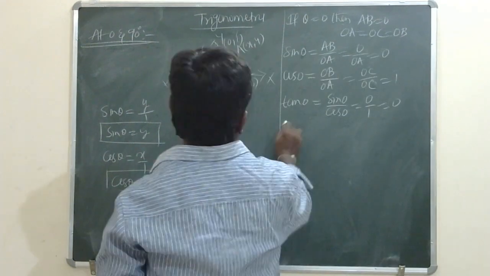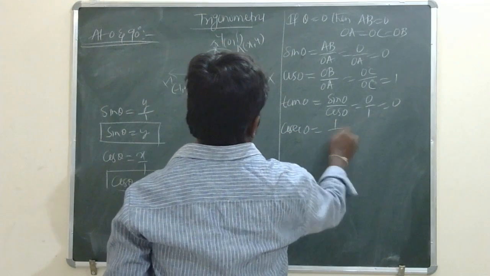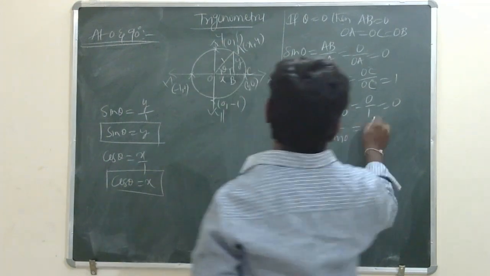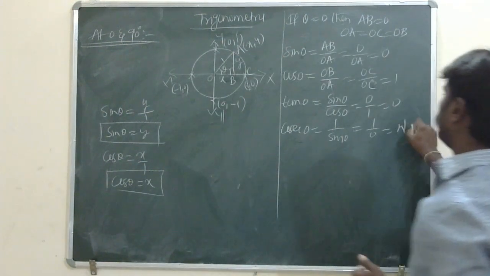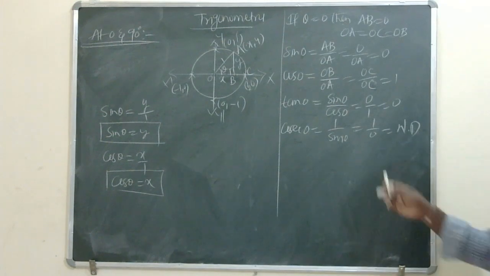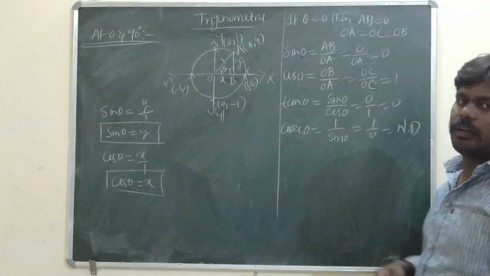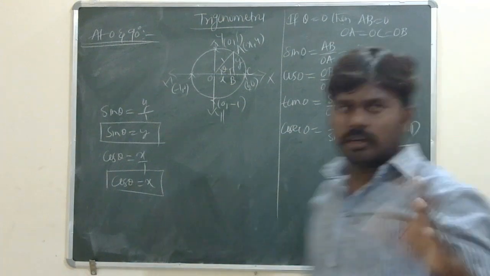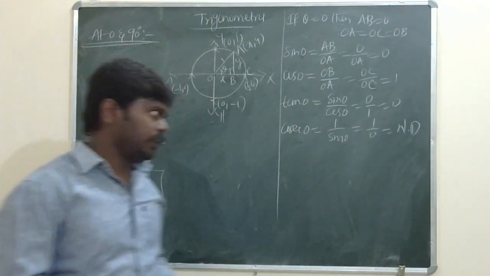So cosecant. So cosecant 0 means here 1 by sin 0. 1 by sin 0 means here 1 by 0. 1 by 0 means here what? Not defined, undefined, because here the denominator value is 0. So whenever the denominator value is 0, the total value becomes undefined, not defined, or infinity.